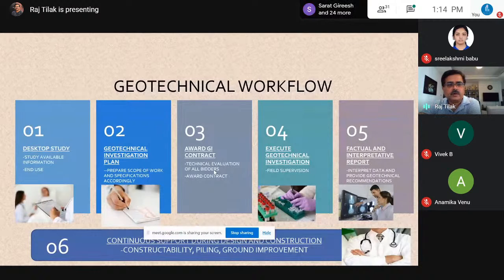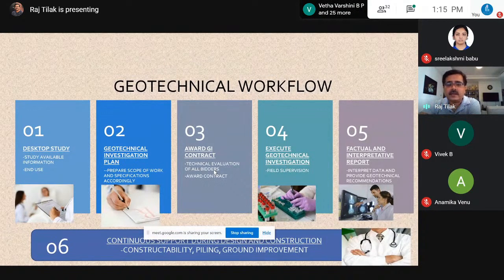And then finally, what you will do is you will award the contract to the GI subcontractor. This is the contractor who will actually do the investigations in the field, and you may go and supervise the work or see whether things are done as per your specifications. So this is how you will do the execution of the geotechnical investigations.